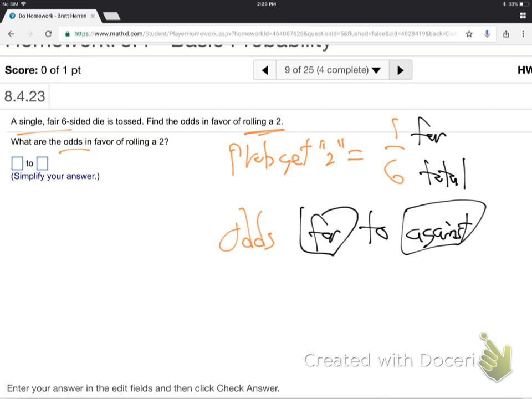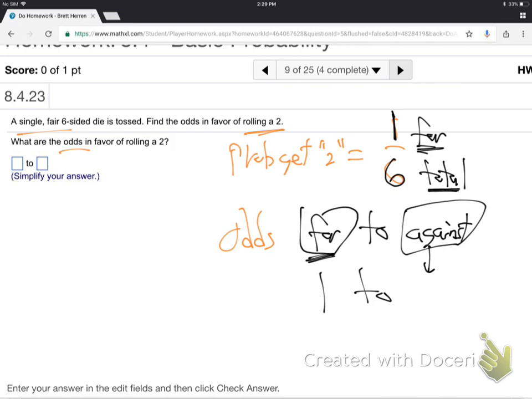Whereas probability is for over total. So they both start with the same number, don't they? They both start the same. This will be 1. The top and the front are the same. The difference is how they finish. Probability finishes with total. So one person is for an issue out of 6 total.